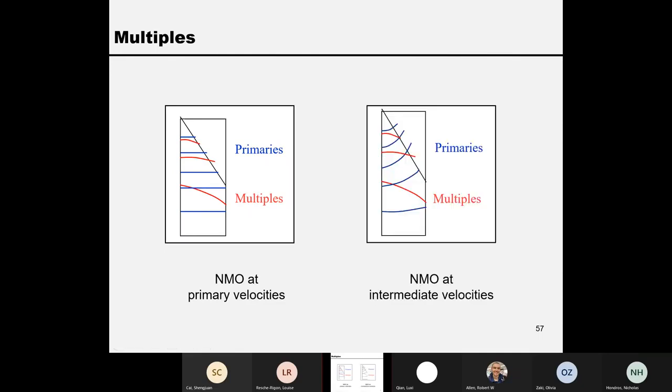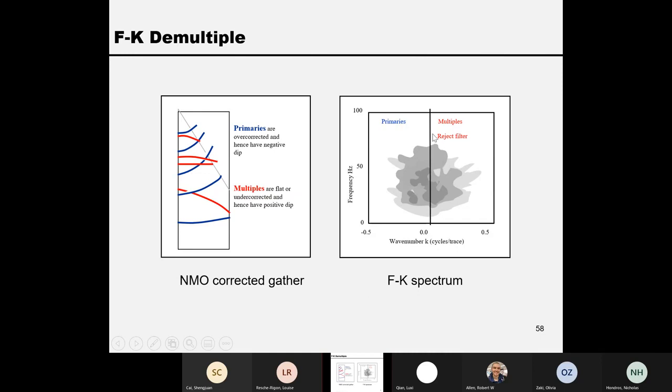That's the normal NMO. But for the FK multiple removal, we do an overcorrection for the primaries. Instead of flat, they become a negative dip, and the multiples are still a positive dip. Then you do a two-dimensional Fourier transform, right? Primaries have a negative dip, and the multiples a positive dip.